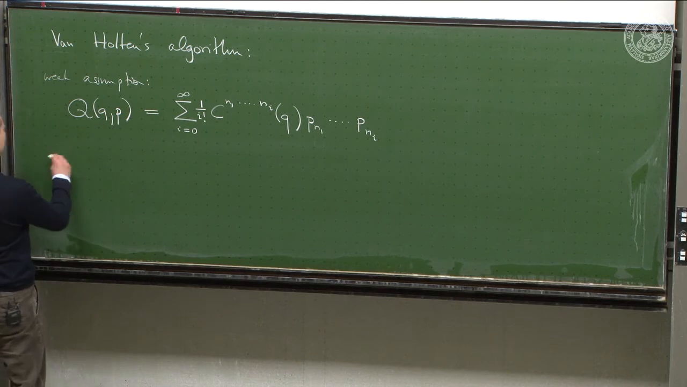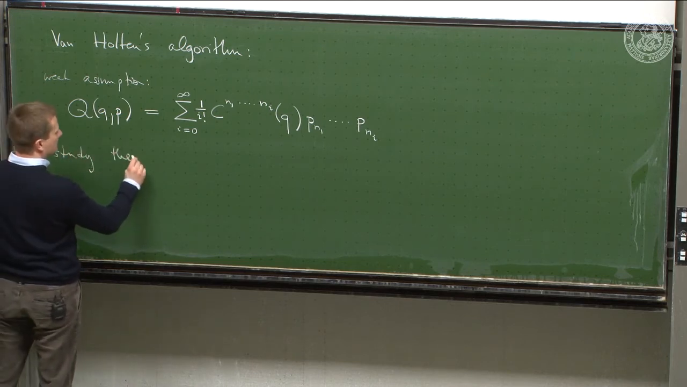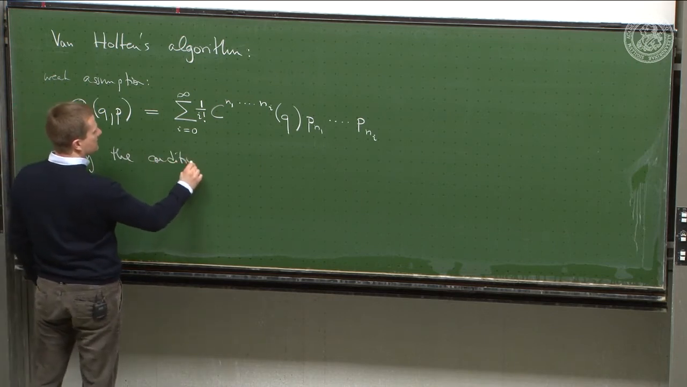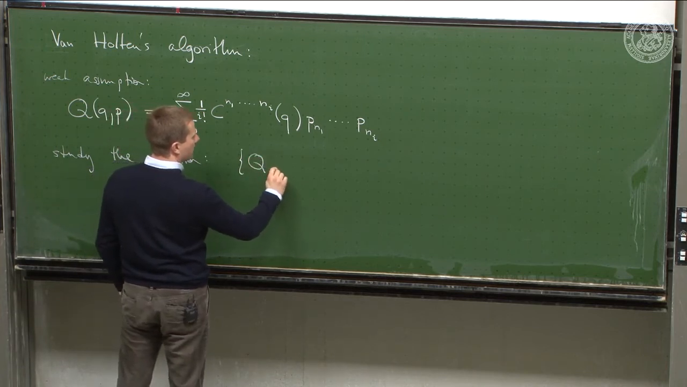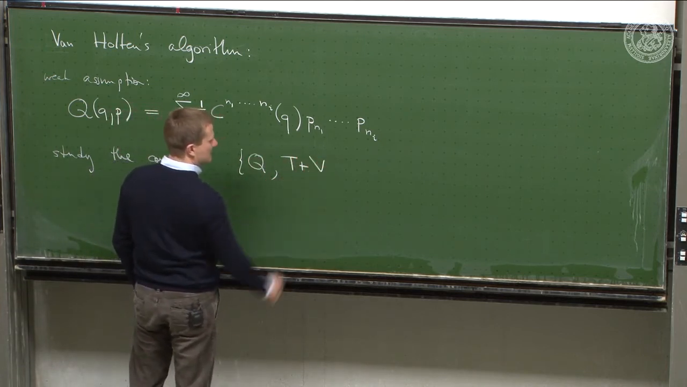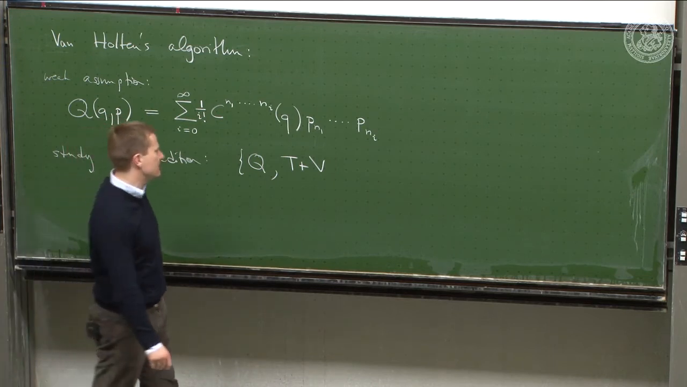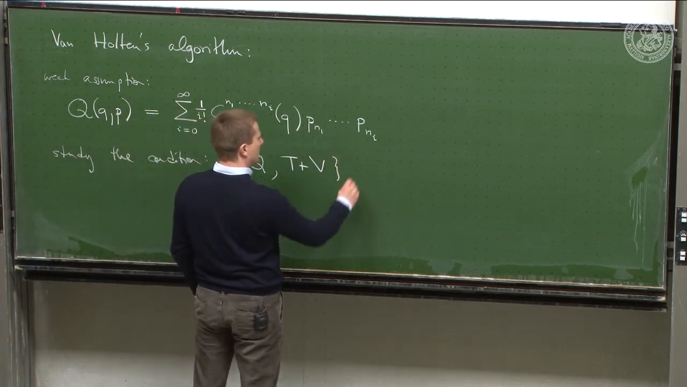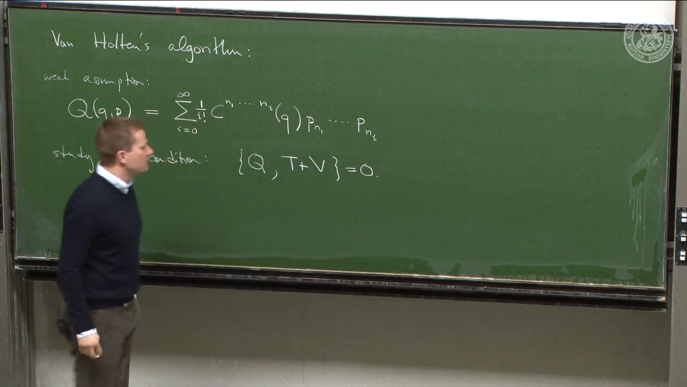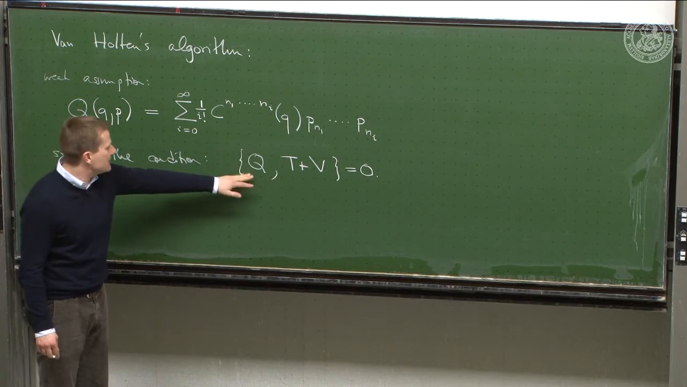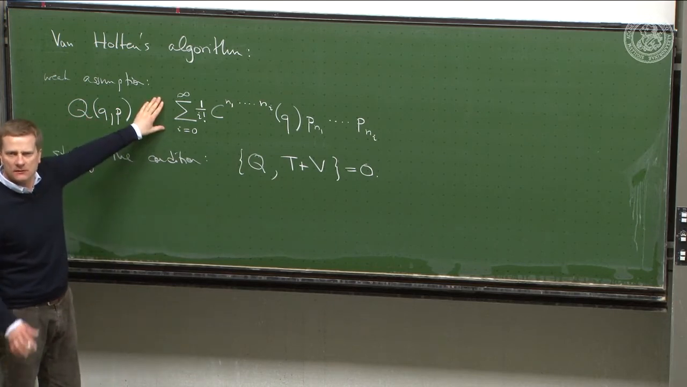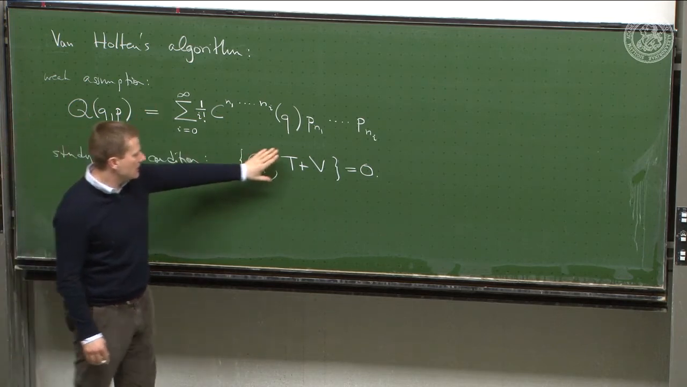And now we study the condition that Q is a symmetry. That means studying the condition that Q with T plus V, I write the Hamiltonian explicitly like this because that's still the assumption, vanishes. What does this condition, that an observable Q like this is actually a symmetry, mean? We're not distinguishing yet between kinematical and dynamical symmetries.